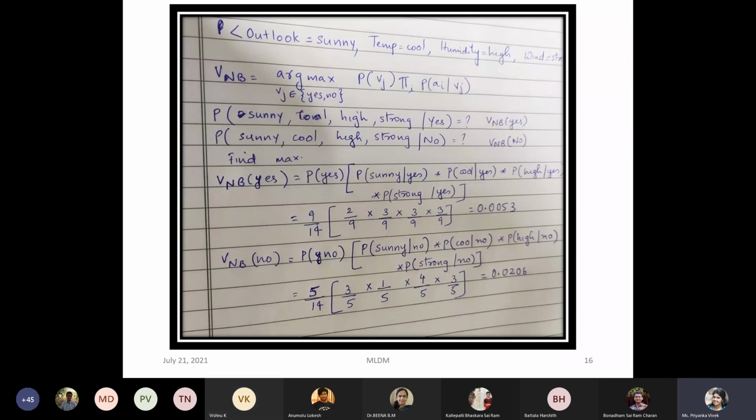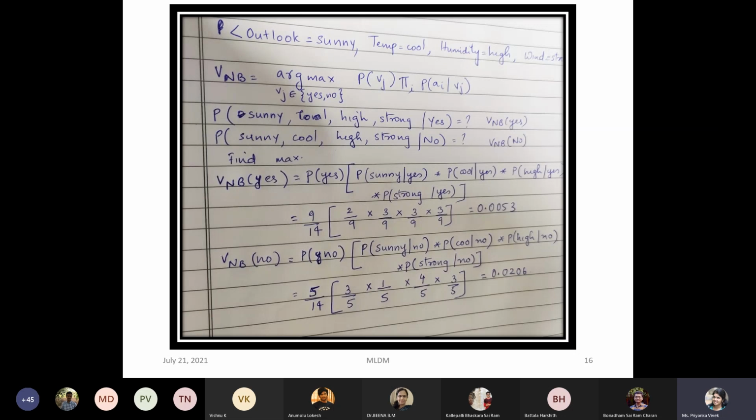No, no. Okay, so no is maximum, so we predict it as no. The play NS is no. So that means the outlook is sunny, temperature is cool, humidity is high, and wind is strong, and we predict that play NS, they don't play NS. Okay, so this is how our naive-Bayes algorithm would work.